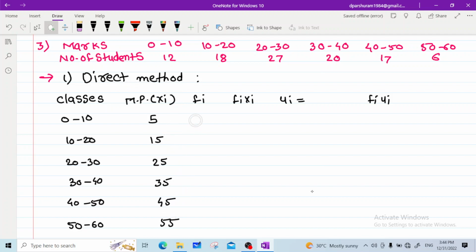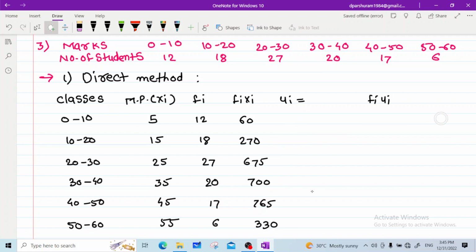Their frequencies are, for the class 0 to 10, the frequency is 12. Write down here 12, 18, 27, 20, 17, 6. Then the product fi xi, that is 12 into 5 is 60. Then 15 into 18 is 270, 675, 700, 765, 330.